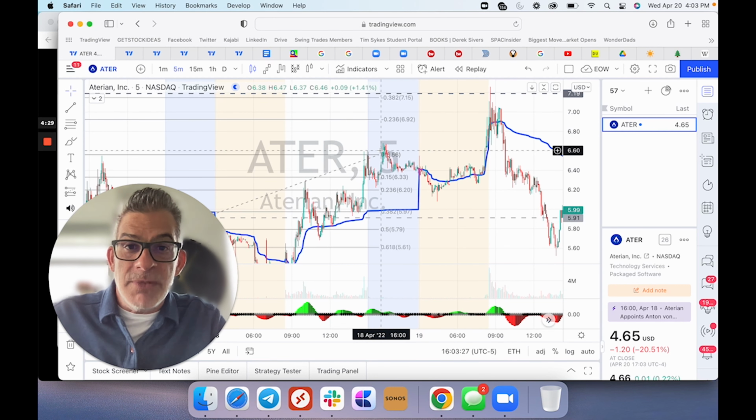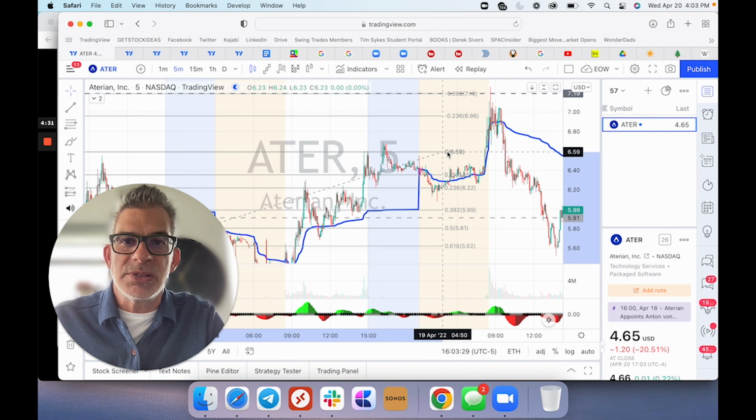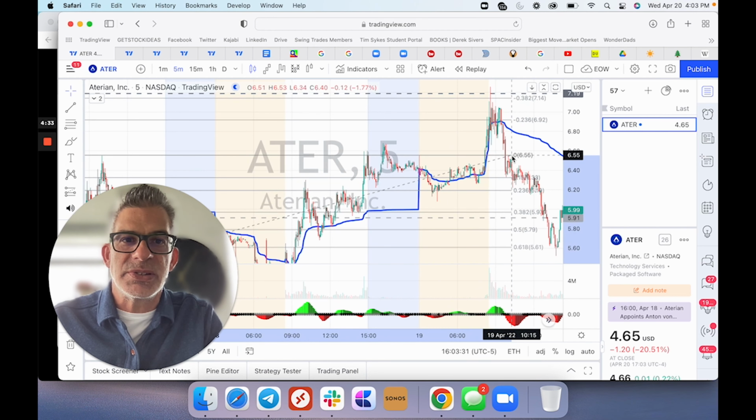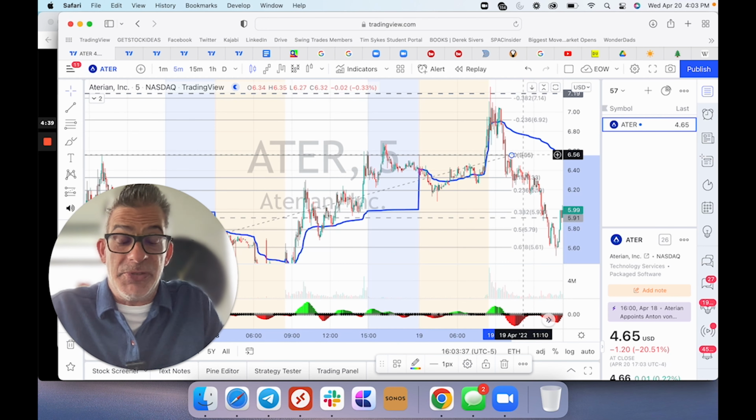And I can leave this Fibonacci in place, drag it a little bit further across, keep dragging it, and it might continue to be useful. Let's see if it is. I don't know if it is.